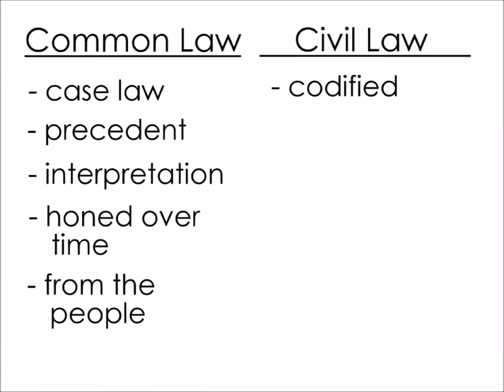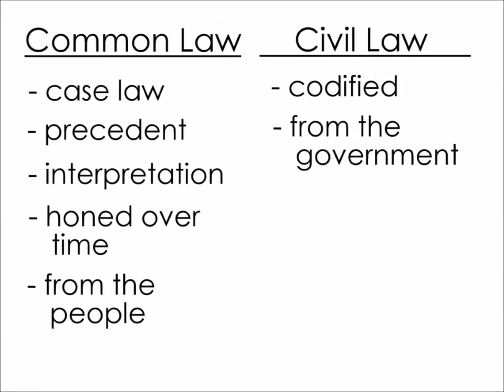Codified law, or civil law, is written by government officials. Courts of law make decisions based on the codified law, not on previous decisions. Judges have no power to change or adjust an unjust law. If a new situation comes up, the judges in a civil law system cannot make a decision until new law is written by the government.